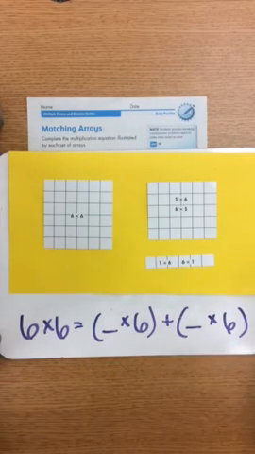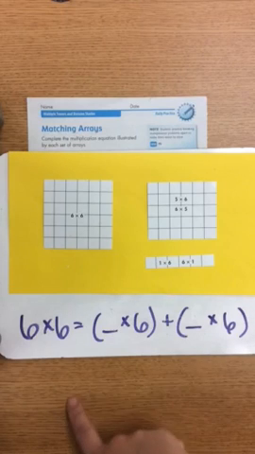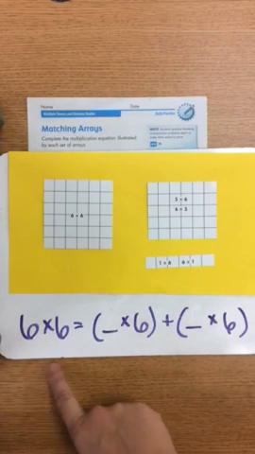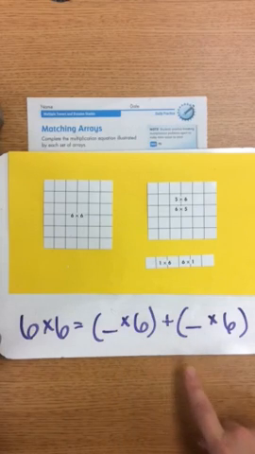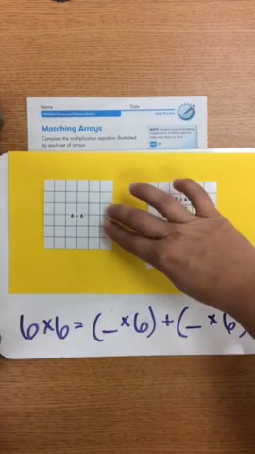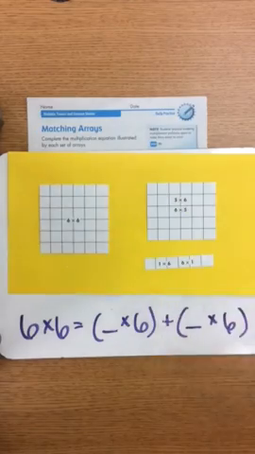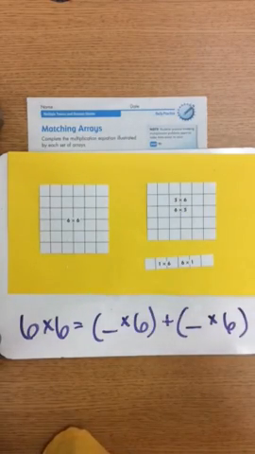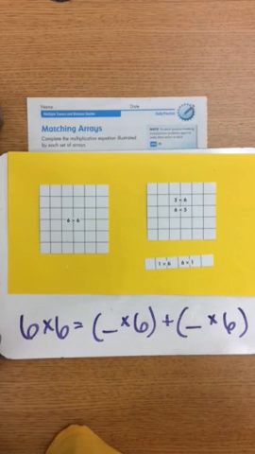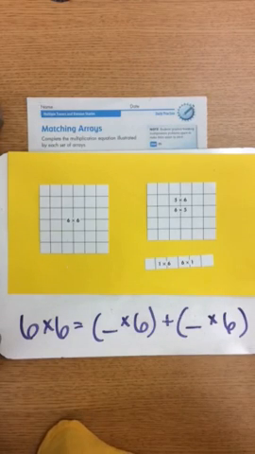You're going to work on problems that look something like this. At the bottom you see I have an equation here, 6 times 6 equals something times 6 plus something else times 6. So if you look here in the middle, on top of the yellow paper, I have three different arrays. The first one is the big array, 6 times 6. Now if I haven't memorized my multiplication facts yet, I'll use the 6 times 6 and break it into two smaller arrays that will help me solve it more easily.